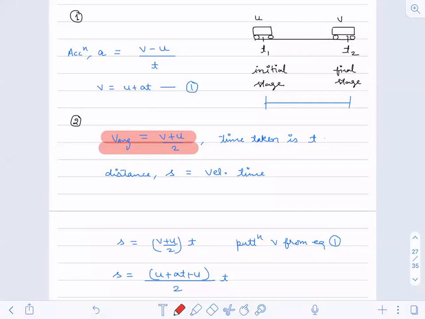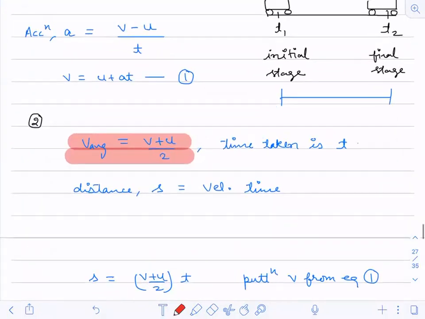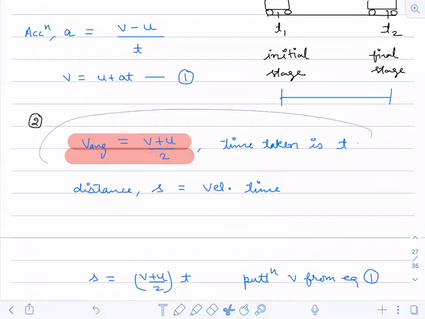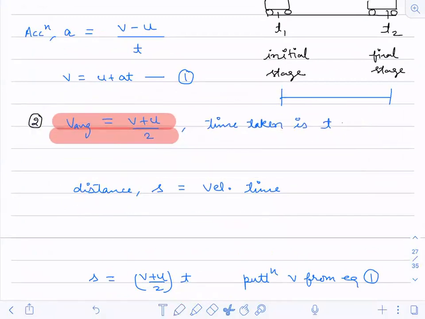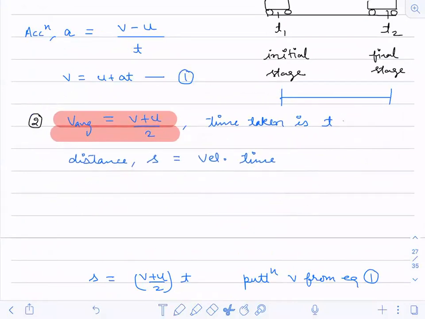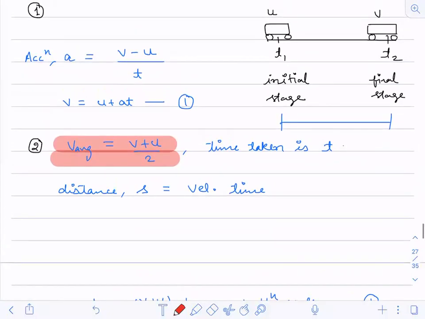whenever you know the velocity of the initial and final point, just see here, I'm writing this condition because this derivation you will only have in class 11th. In class 11th, you will have this as a question: how to get u plus v by 2 as the average velocity. That is a particular case.